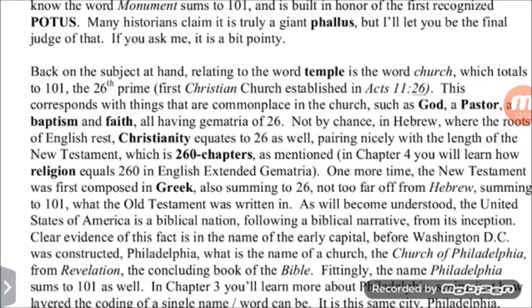As will become understood, the United States of America is a biblical nation, following a biblical narrative from its inception. Clear evidence of this fact is in the name of the early capital before Washington, D.C. was constructed, Philadelphia. What is the name of a church? The Church of Philadelphia, from Revelation, the concluding book of the Bible. Fittingly, the name Philadelphia sums to 101 as well.